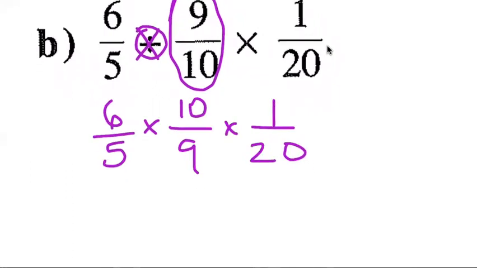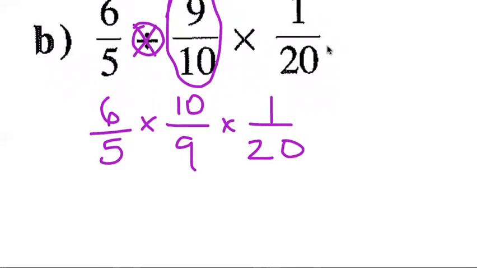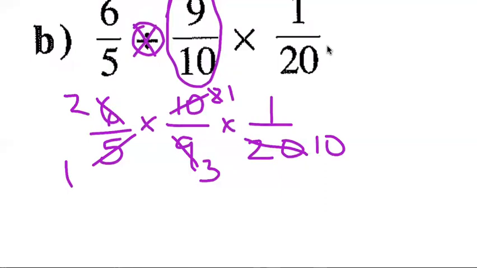And now this is straight across the top, straight across the bottom, multiplication, and we can do some cross reducing. I can see that this 6 and this 9 are going to reduce. This is going to give me 2 and 3. I can see that this 10 and 5 are going to reduce. This is going to give me 1 and 2. And I can see this 2 and this 20 are going to reduce. That's going to give me 1 and 10. And I can see that this 10 and this 2 are going to reduce. That's going to give me 1 and 5.